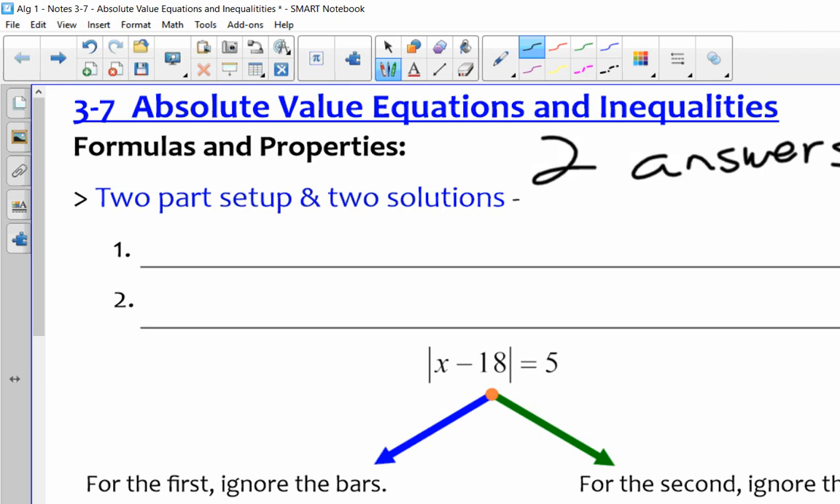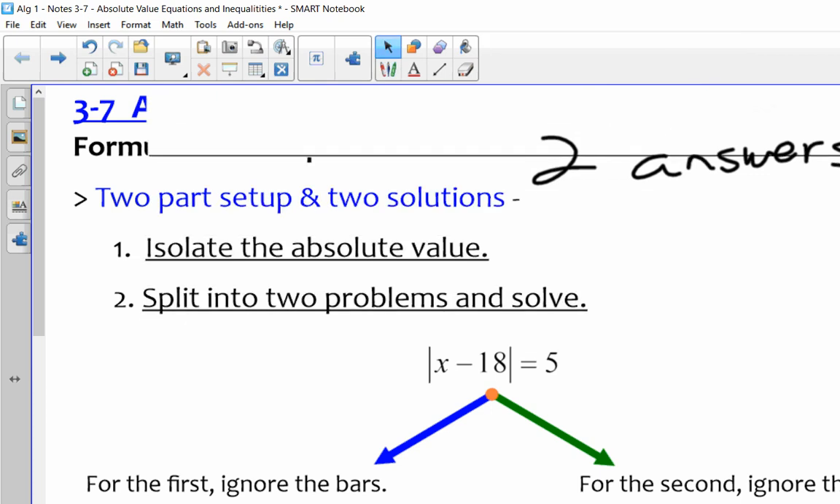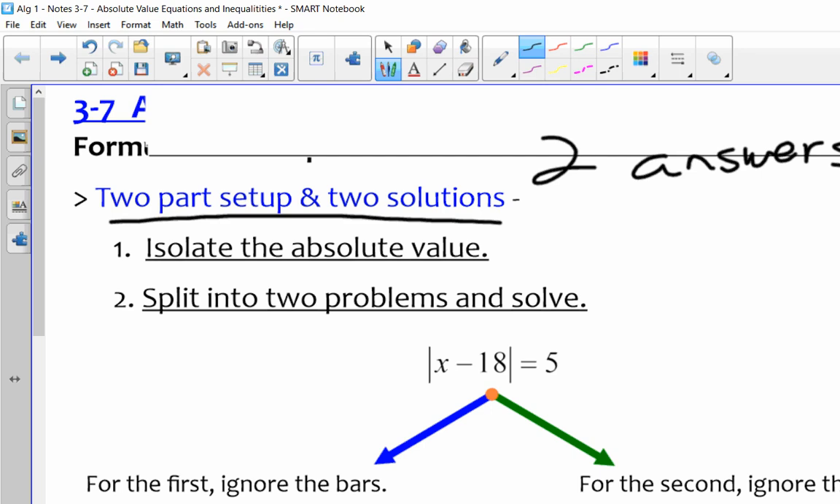There is going to be quite a bit of notes here too, and I do go kind of quick. So please make sure if you feel like you're falling behind a little bit, just hit pause, get yourself caught up, and then get back and hit play, and we'll keep moving, okay? The two things we need to know with doing absolute value is it's a two-part setup, and in this case, two parts of a solution, okay?